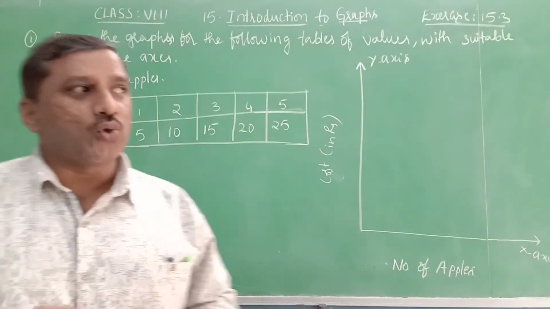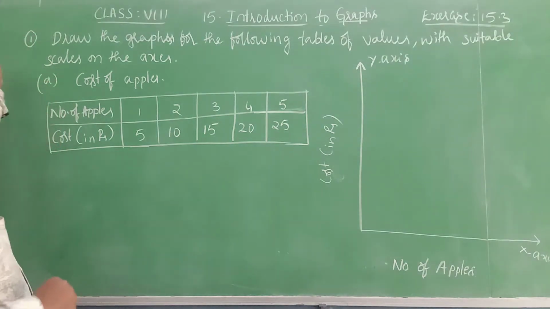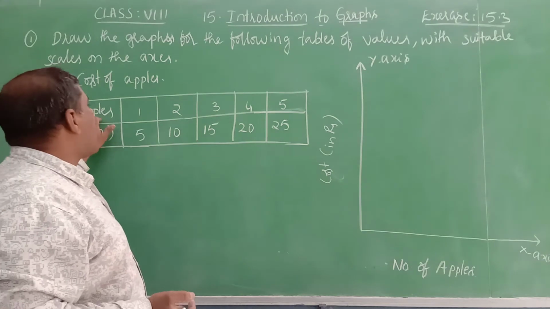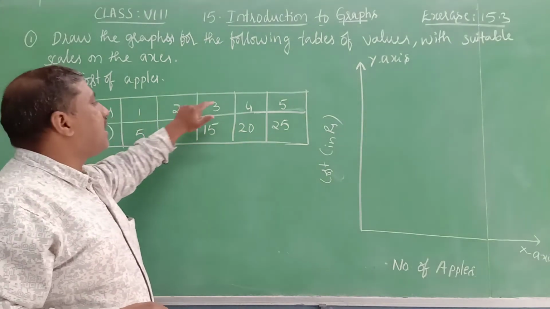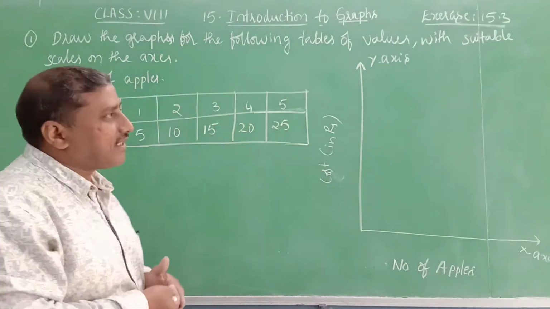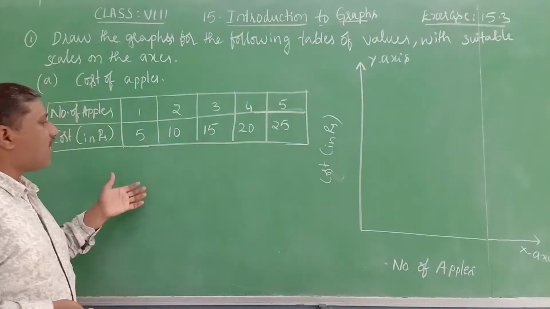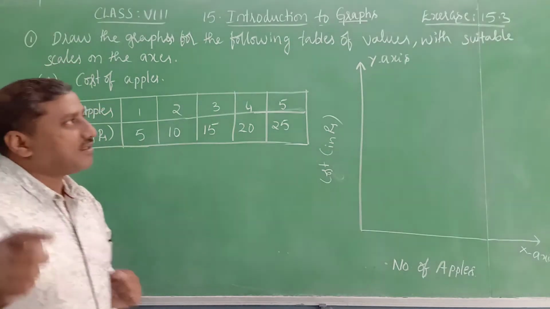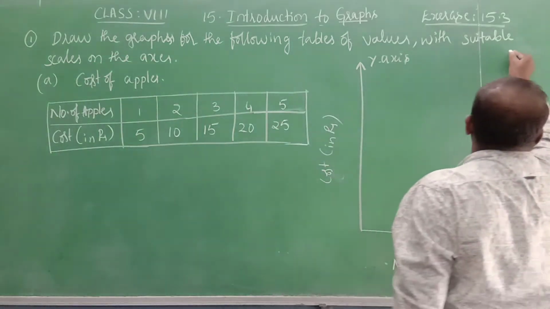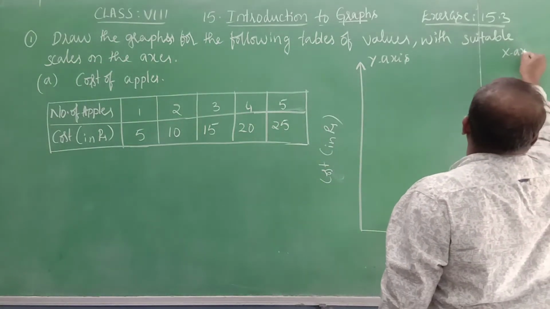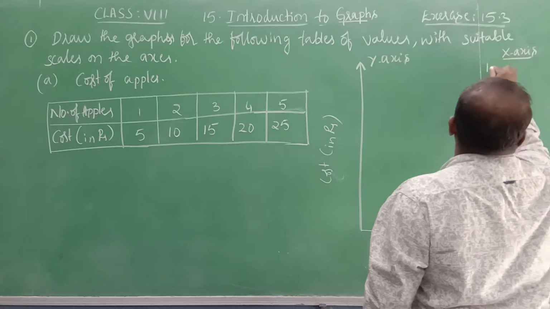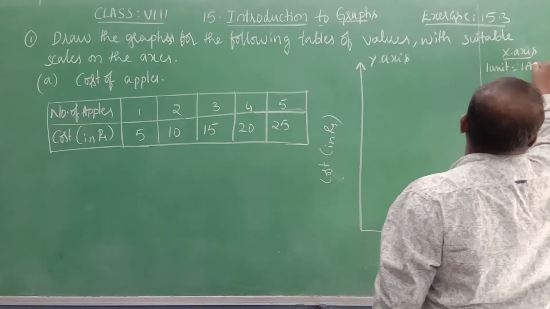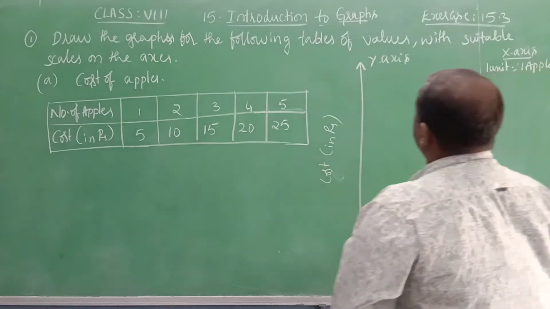Then we should choose the proper scale. On the x-axis we have taken the number of apples. How many apples are there? 1, 2, 3, 4, 5. So all are one-digit numbers. So it is better to take the scale on the x-axis as 1 unit equals 1 apple. So the x-axis scale is 1 unit equals 1 apple.